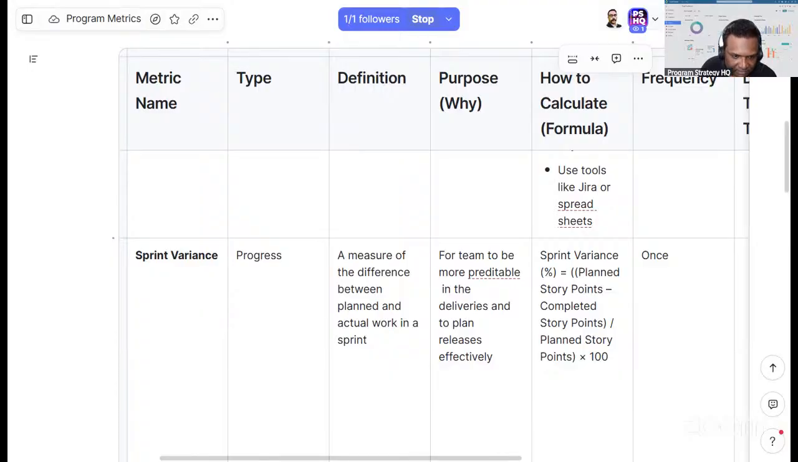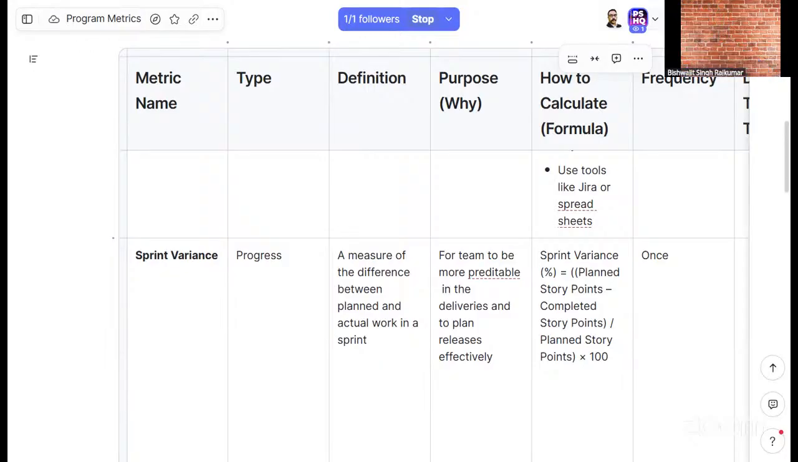Let me open a calculator. I'm just pasting one of the calculations here. Can you see that? If your team planned 40 story points but completed 35, then sprint variance is equal to... correct, right? Shall I put it directly there?